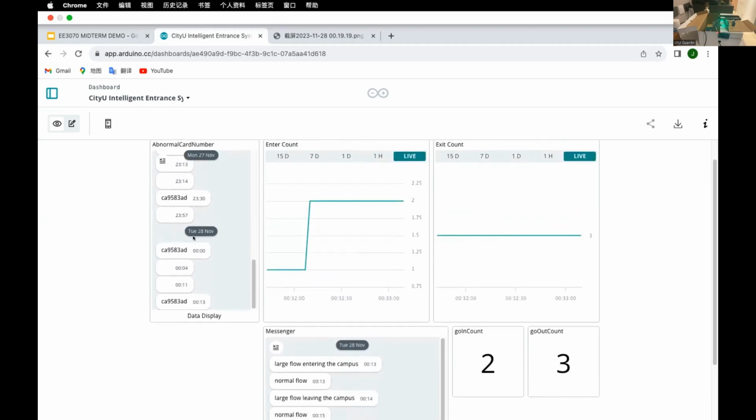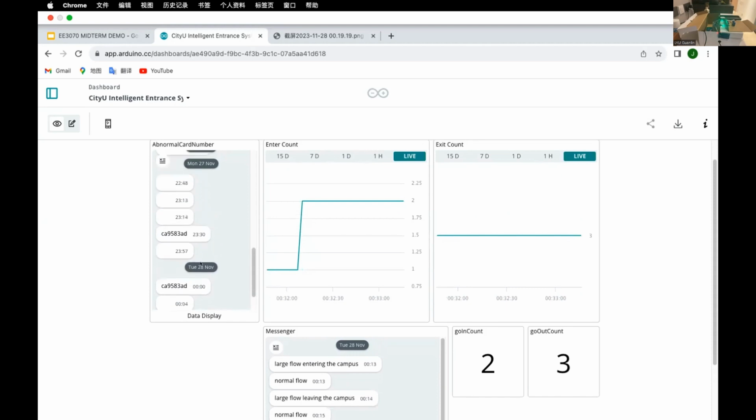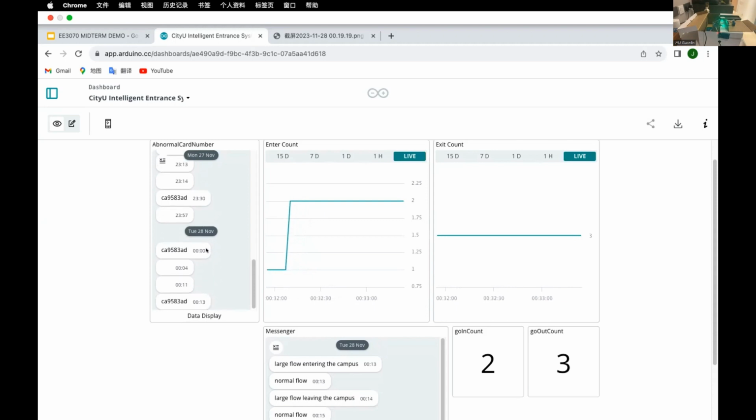And also you can see there are new messages generated in the abnormal card number, and these messages are the information of the unauthorized card. Okay. And the next case is more tricky.